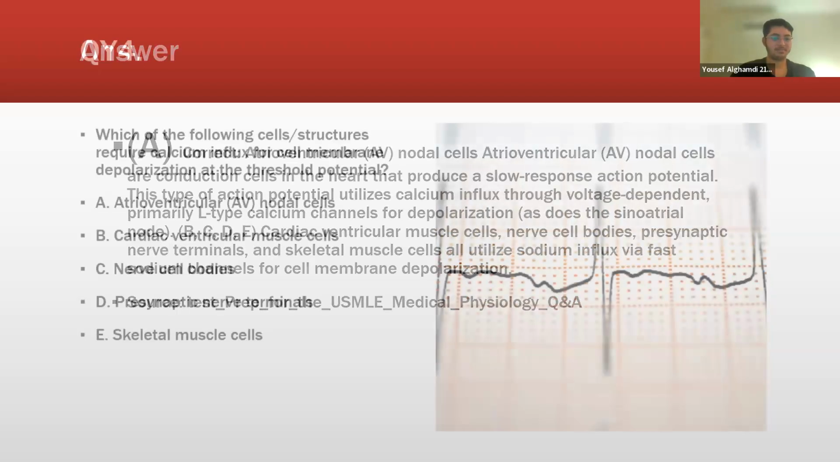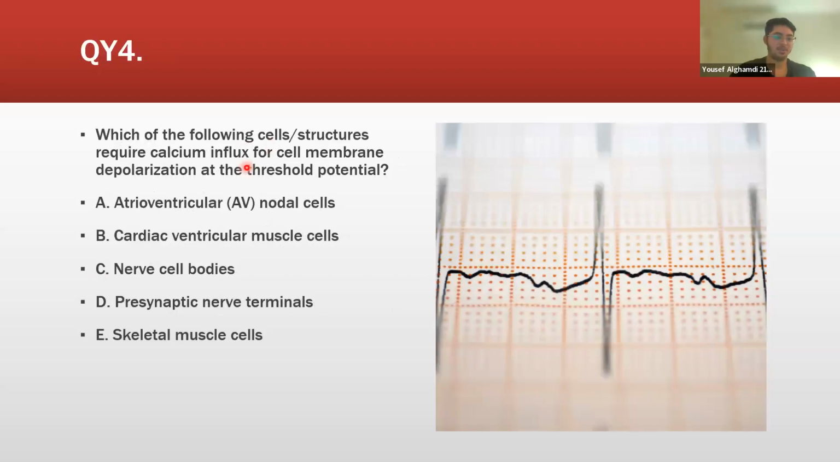So the question said, which of the following structures require calcium influx for cell membrane depolarization? The cardiac ventricular muscle cells don't. And nerve cells, not necessarily calcium, right? And the presynaptic terminals, they just need an electrical potential, right? And skeletal muscle cells can most likely be sodium. So the answer here would be AV nodal cells.